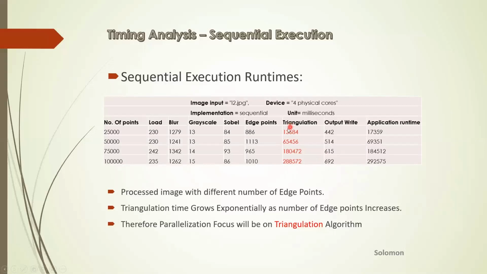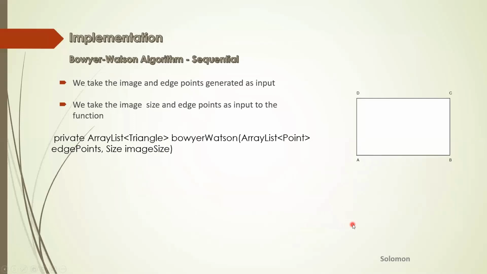So looking at all the other data, it's nearly constant, whereas your triangulation time increases exponentially with the number of points. Therefore, our focus of parallelization will mainly be on the triangulation algorithm. In order to do parallelization, we need to look at the sequential triangulation algorithm, which is the Boyer-Watson algorithm.